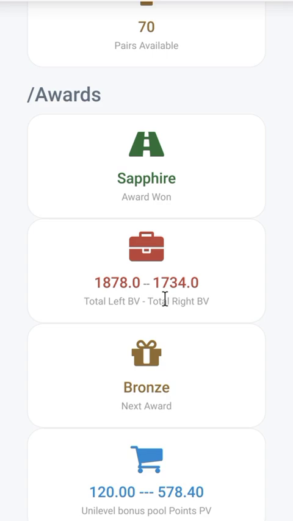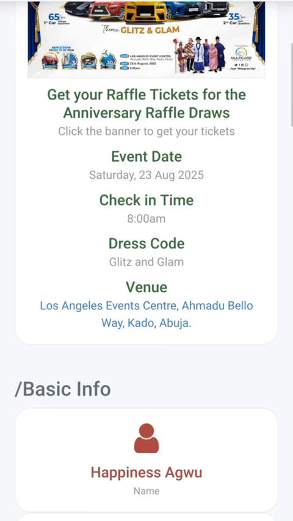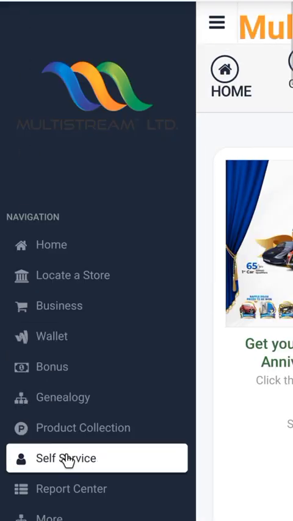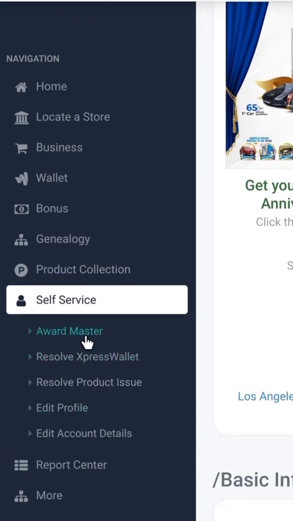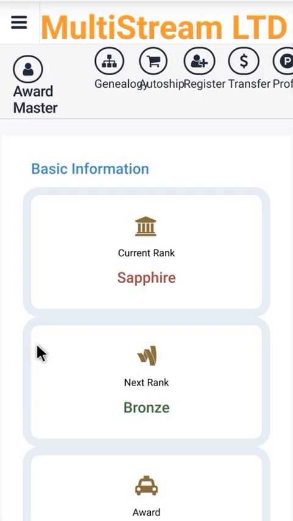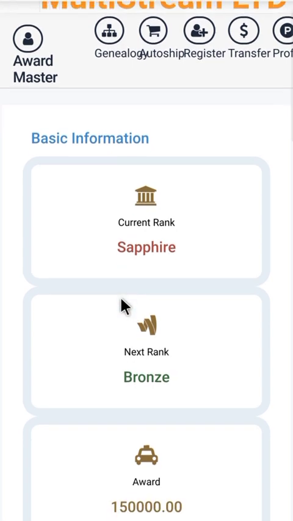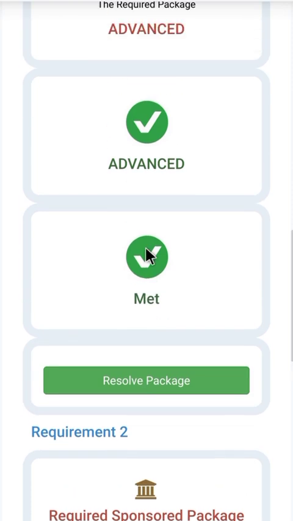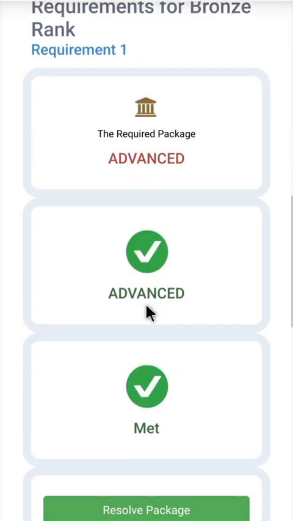So he called me as upline and I explained to him. What I did was come to this self-service environment, click on it, and then come to award master, click on it. When I opened the environment, I checked everything here. The requirement one was okay, he was on advanced, so that was met.